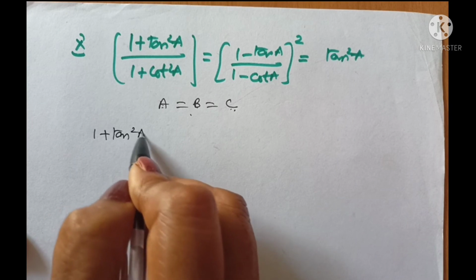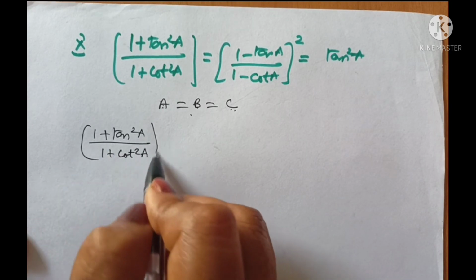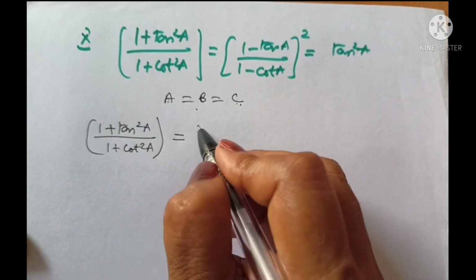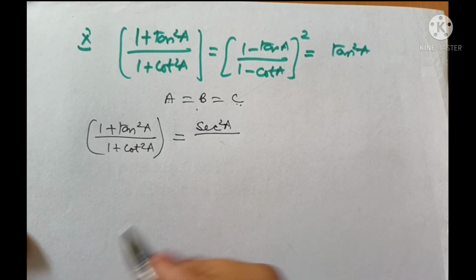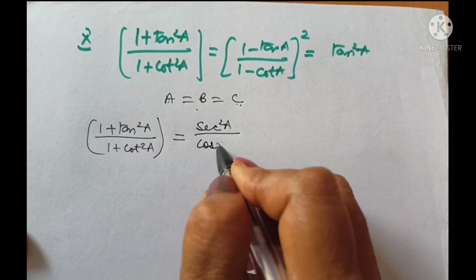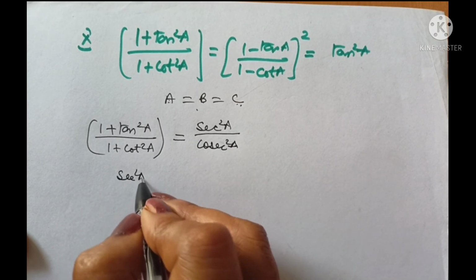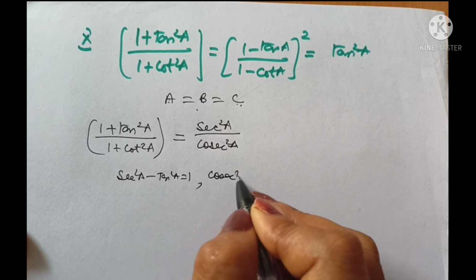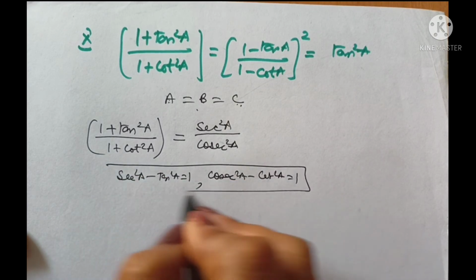What is 1 plus tan square A upon 1 plus cot square A is equal to? The first method is that you convert them to sine cos. And the second method is that you know that 1 plus tangent square A is an identity which is equal to secant square A. And 1 plus cot square A is equal to cosecant square A. So if you remember these identities, that secant square A minus tan square A is equal to 1 and cosec square A minus cot square A is equal to 1, then it's well and good.